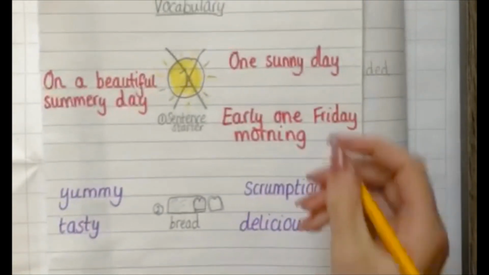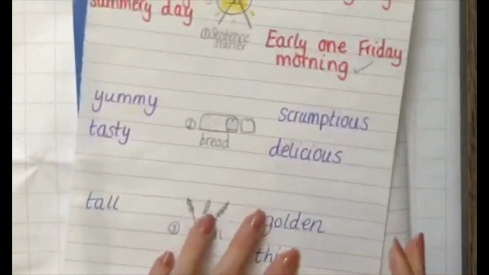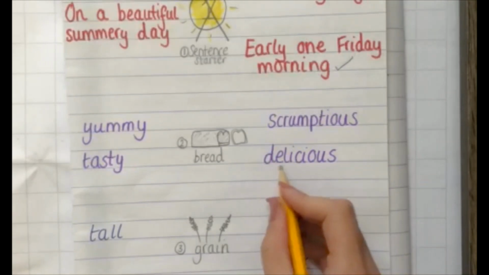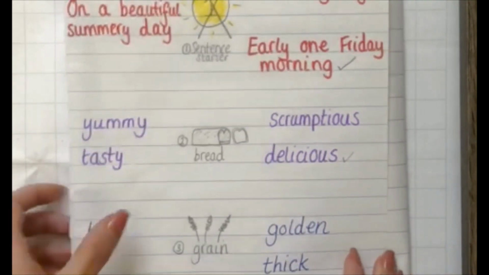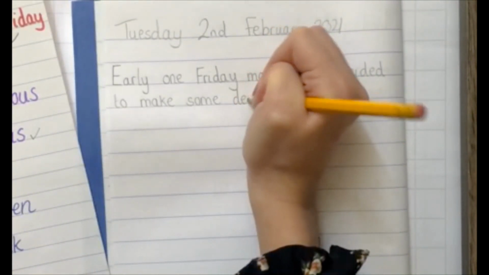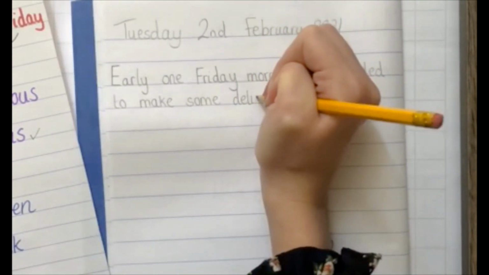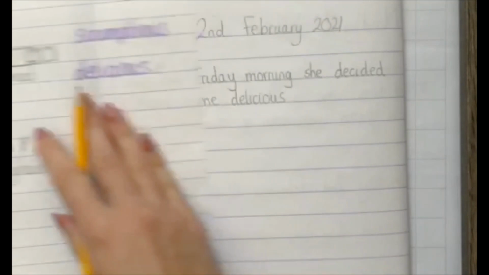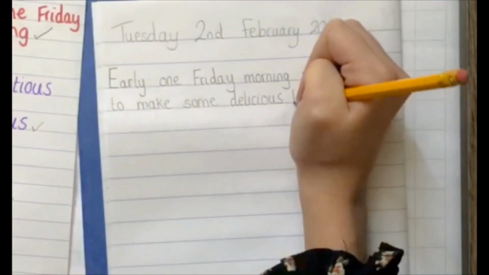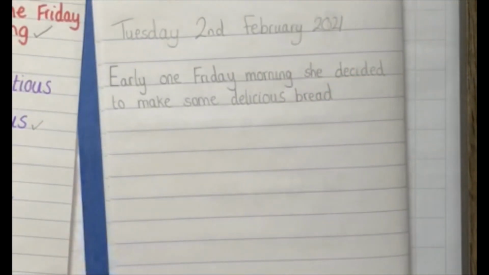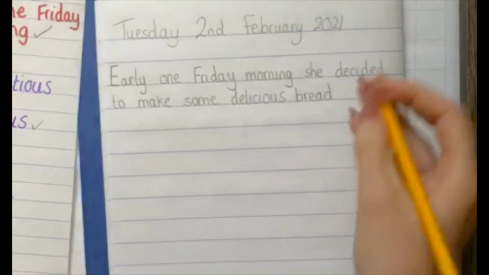So first I have used my sentence starter. Next, let's pick an adjective. I would like to pick delicious, so I'm going to write delicious. To make some delicious bread, and I have written bread here so I can copy it on my sheet as well from earlier. Bread. To make some delicious bread.